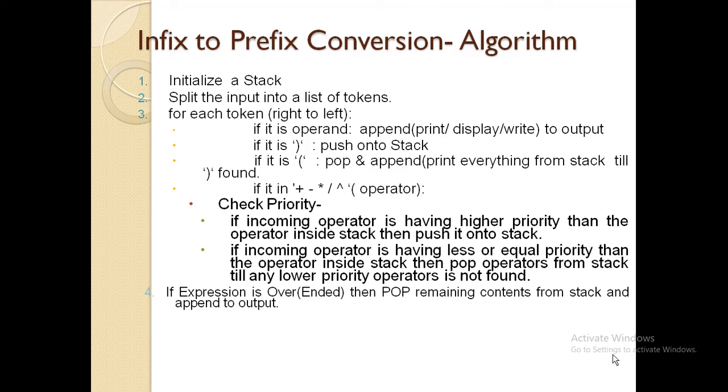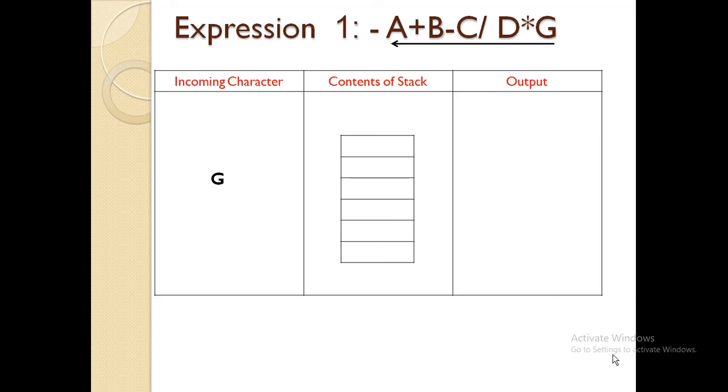Now we'll see how the actual process is done. For doing the process, we have to follow this algorithm. Here the expression is a plus b minus c divided by d into g. Now scan this expression from right to left. The first character is g. g is an operand, so directly display it in the output string. Next is multiplication. Multiplication is an operator and the stack is empty, so push it onto the stack.